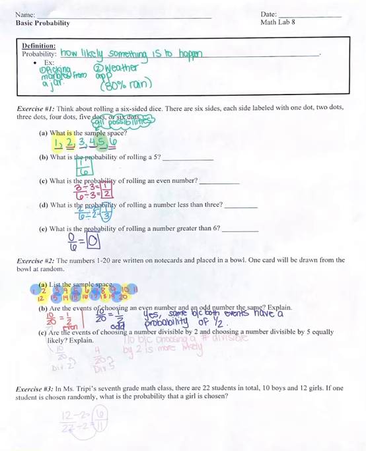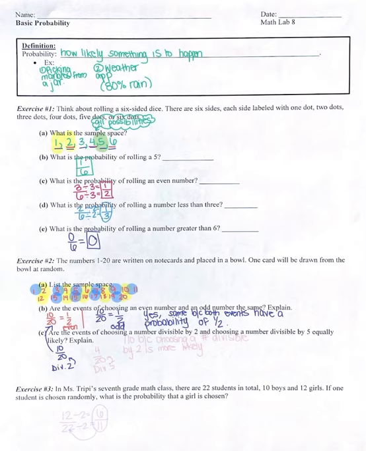Awesome. Part C is, are the events of choosing a number divisible by 2 and choosing a number divisible by 5 equally likely? Explain. So let's say all the numbers are divisible by 2. Well, we know those are actually just the even numbers, which we already said was 10 out of 20. So we'll say divisible by 2, 10 out of 20.